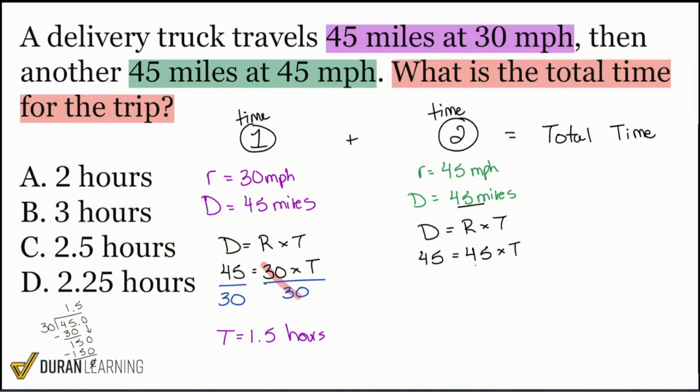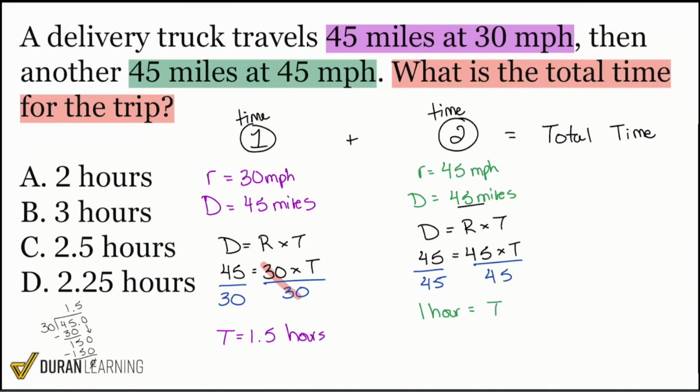And this might give you a little chuckle, but that's okay. Everyone, what is 45 divided by 45? Yeah, that's just going to be 1. So boom, it's going to cancel out on both sides, and we're going to get 1 equals t, so 1 hour. So let me go ahead and just be consistent with the colors here. So 1 hour equals time.